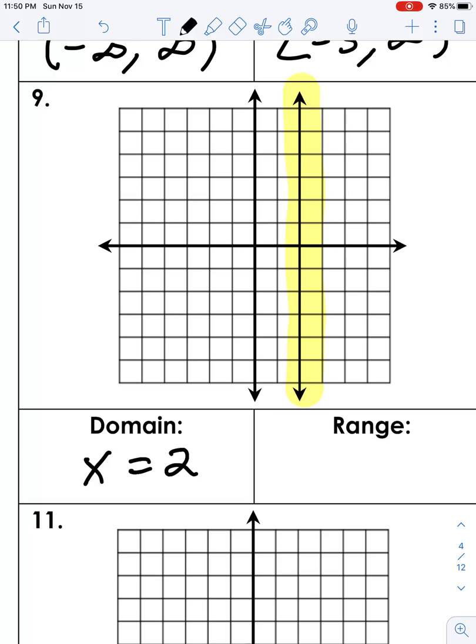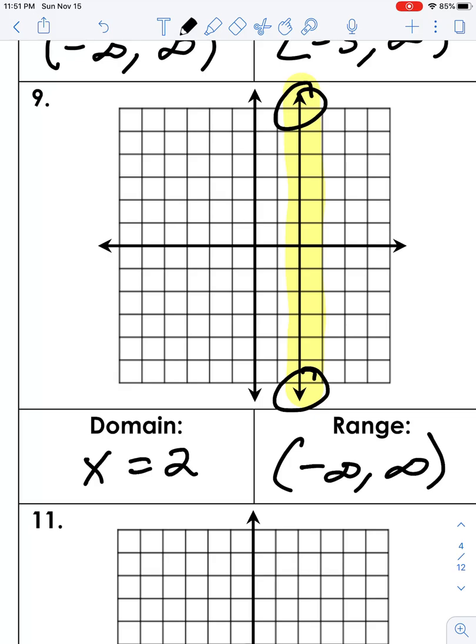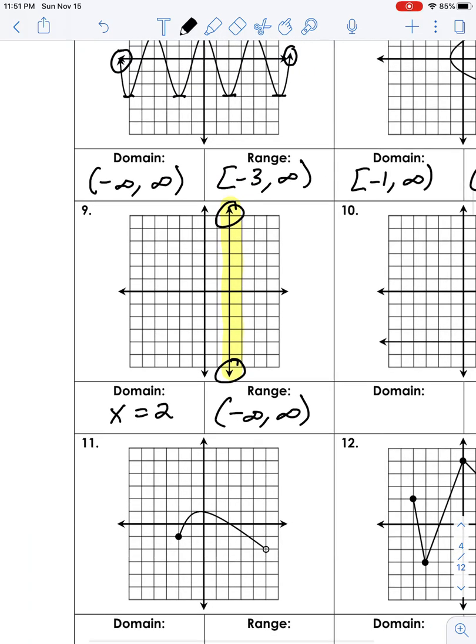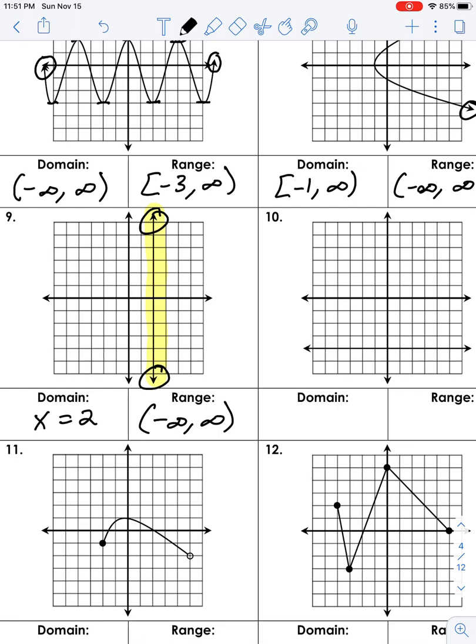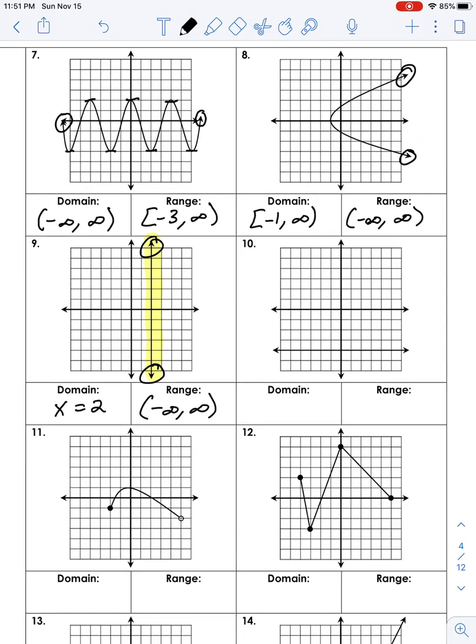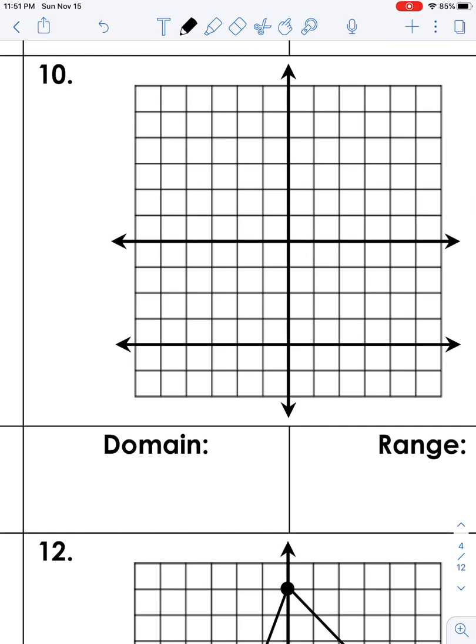The range is really simple. Low point, obviously that's going down forever, so negative infinity. That's going up forever, positive infinity. And then the same is going to go for this next one. It's just opposite for number 10. So this is the line we're dealing with now. For the domain, it's really simple. That goes left forever, so negative infinity. That goes right forever, so positive infinity.